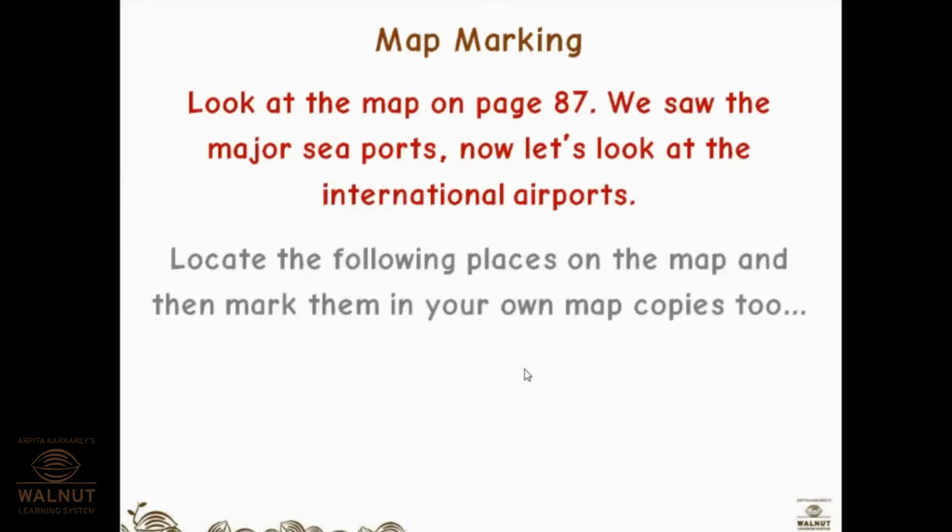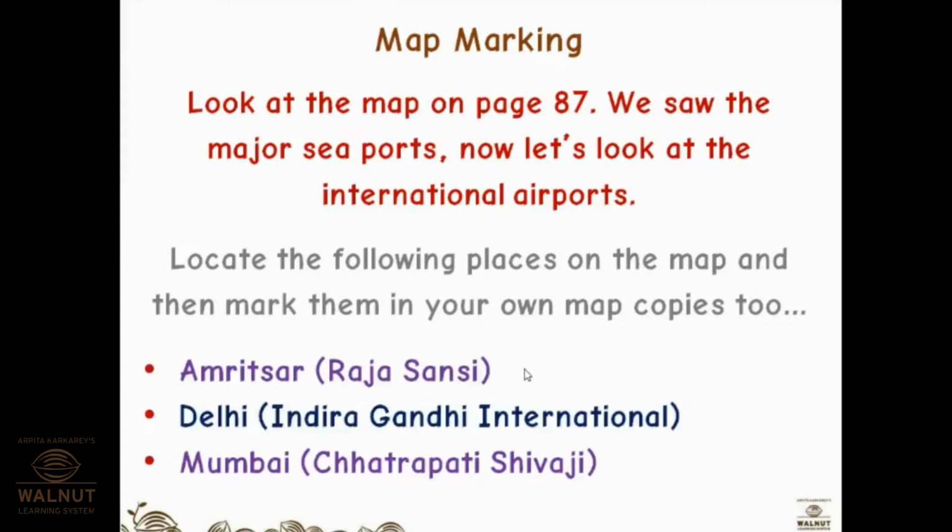Now, the map marking. We have seen the waterways, now we are going to see the airports. Look at the map on page number 87. Again the same map. The same map has the seaports as well as airports. So we see the major seaports. Now let us look at the international airports. We are seeing only the international airports. Domestic airports are not shown in this map. Be very clear with this idea.